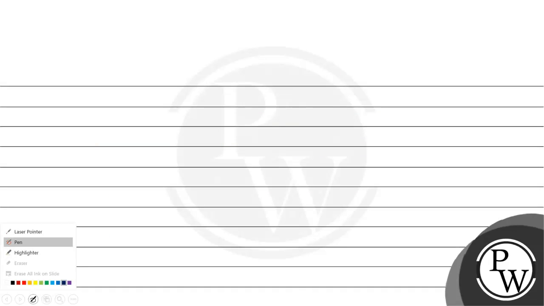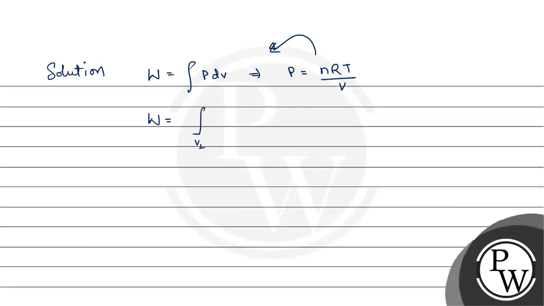So for the solution part, work done can be given as integration of P dV. From the gas equation we can write P is equal to nRT by V. So putting it in the equation, we get W is equal to integration from V initial, which is V1, to V final, which is V2, of nRT into dV by V. nRT is constant, so it comes outside: W is equal to nRT into natural log of V2 over V1.